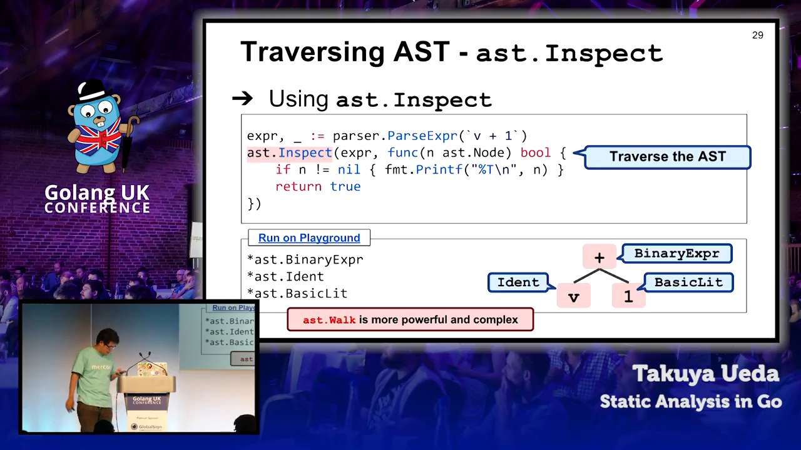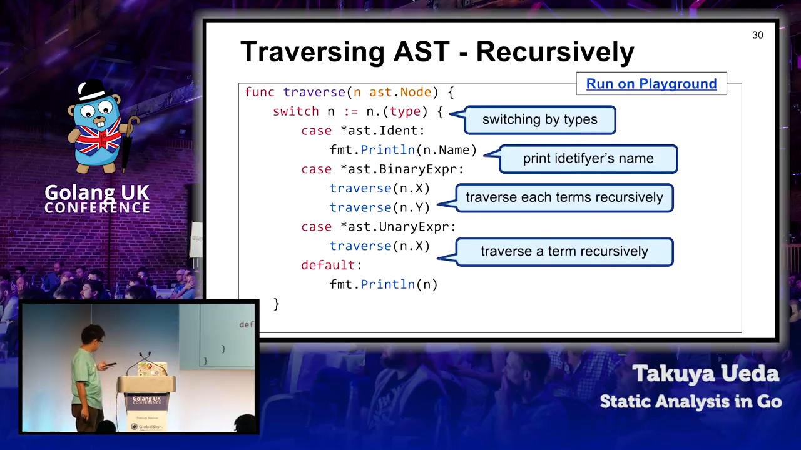The Go ast package also provides the ast.Walk function, which is more powerful but more complex than the ast.Inspect function. The ast.Inspect function is a simplified version of ast.Walk. Actually, the ast.Inspect function is using ast.Walk internally. Of course, you can traverse an AST by using your own function recursively. There is a sample of your own traversing function. Because the AST node type is an interface, you have to switch processes by the concrete type of the node, like this function.